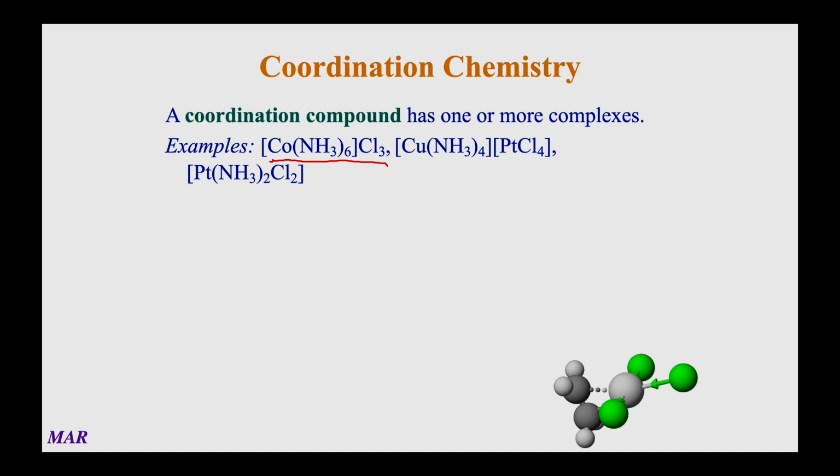The second one has 2 complex ions. This is a copper with 4 ammonias around it, and this is a platinum with 4 chlorides around it. The first square brackets with the copper, that's the positive cation. The second square brackets with the platinum, that's the negative anion. But they come together in 1-to-1. The whole thing is neutral. It's a coordination compound. And the next one is the same thing as well.